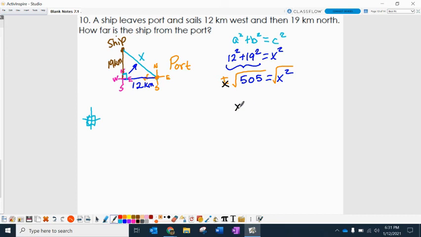When I put that in my calculator for a decimal approximation, I get that x is approximately 22.472 kilometers. Okay. And let's try one more word problem because we always need to practice word problems.